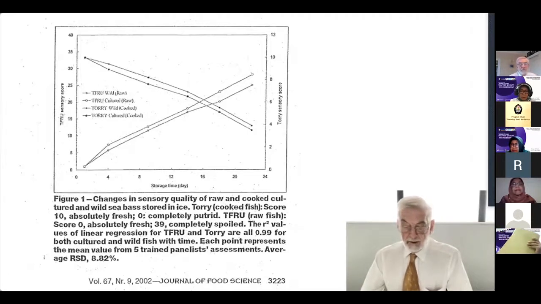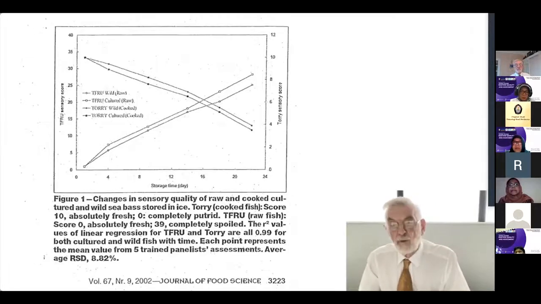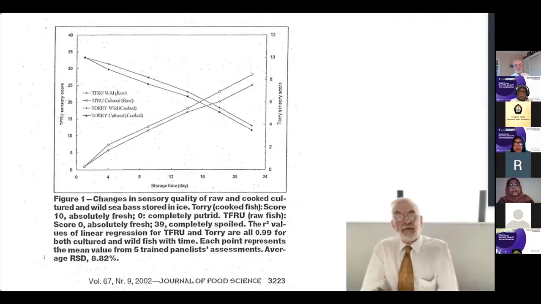Now the graph, they're going up from left to right, going up from 0 up to about 30. This is the TFRU score, the ones with the round circles in. You can see it's nearly a linear relationship, and there was a slight difference between the cultured and wild fish, but we had this linear relationship, so a processor could have used that and said, okay, this fish has been on ice for 10 days, and the rejection point we found out for these fish was around about 18 days when they were stored on ice.